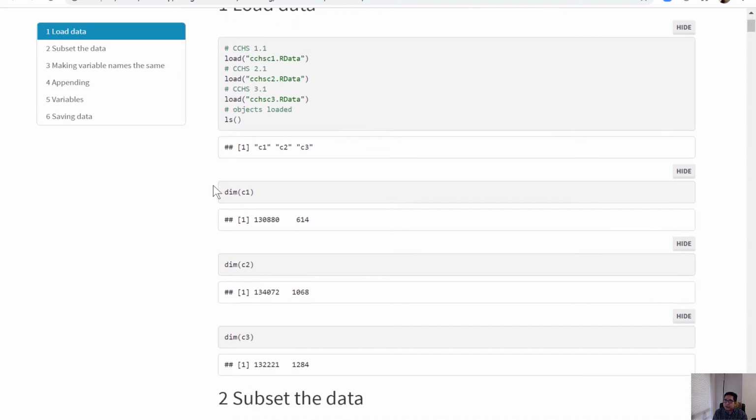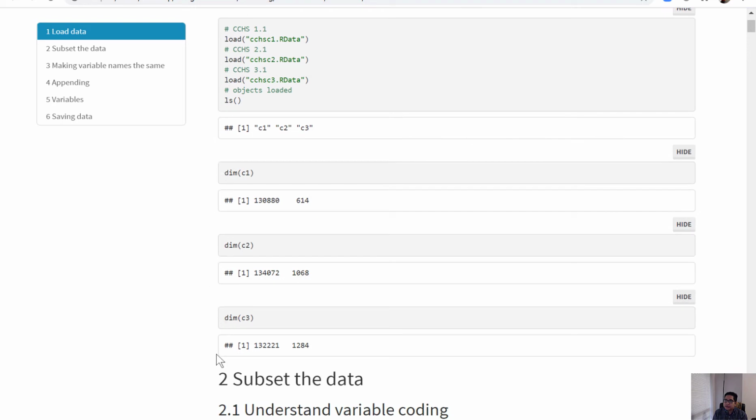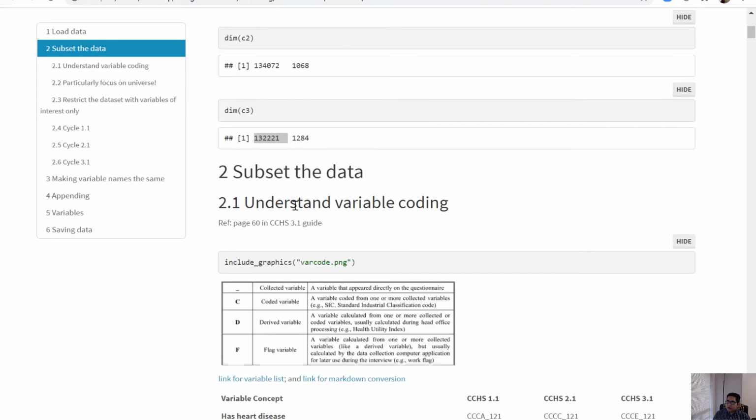You can check the size of these 3 different cycles. You can see the dimensions to get them. Before doing any analysis, first we need to identify which of the variables we need to incorporate in our analysis, and by subsetting I mean subsetting the number of variables. And before that, I think it is a very good idea to get familiar with some of the coding and type of variables you have in your CCHS data.